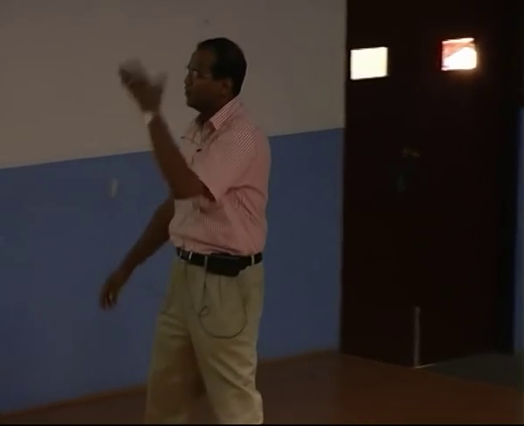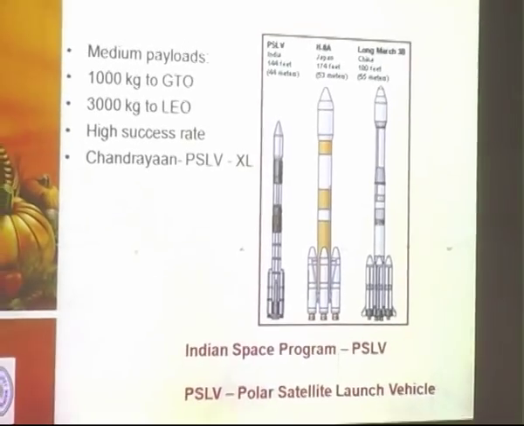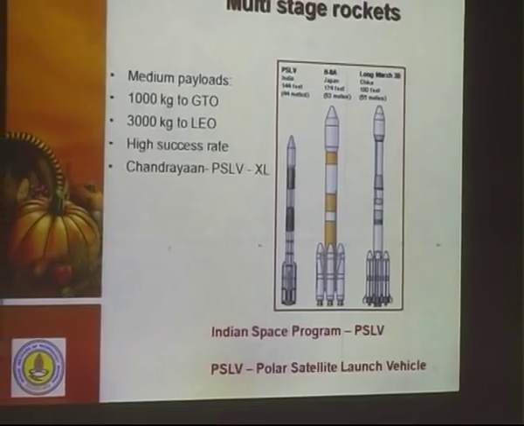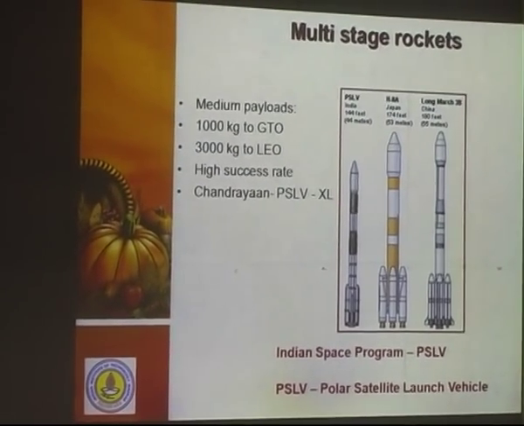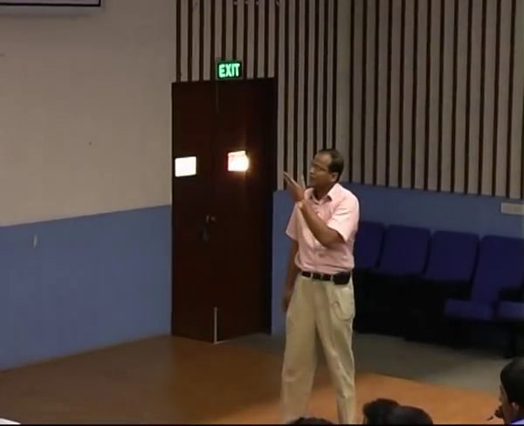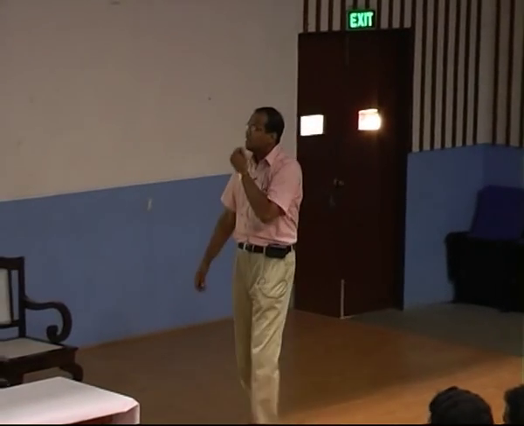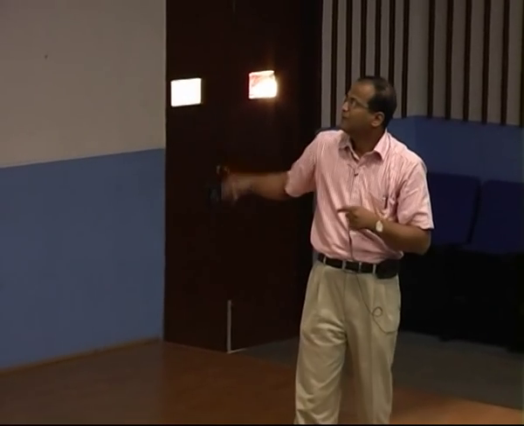I can talk to you about orbital mechanics for 1 or 2 hours. Okay. Multi-stage rocket, so you do it in stages so that you are able to accomplish it. So medium payloads, 1000 kgs to geosynchronous transfer orbit, that is GTO, 3000 kgs to a low Earth orbit. So the Indian space program, the PSLV, the Polar Satellite Launch Vehicle, can launch satellites into the low Earth orbit, which I told you can typically be 300 to 1000 kilometers height. We had very good success. The Chandrayaan was also launched using a PSLV XL. Yeah. So now, next slide.